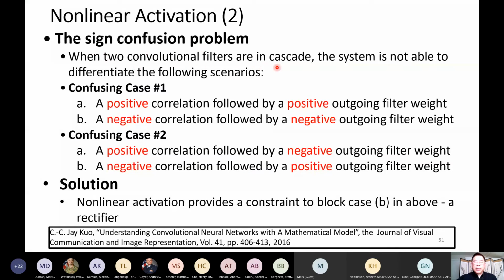When you have 2 filters in cascade, the system cannot differentiate positive correlation followed by positive from negative correlation followed by negative. And these positive and negative correlations can be just out of phase, and you don't know what the underlying pattern is. Is it 3 black, 2 white, or 3 white, 2 black? So the ReLU actually plays a role. If you look at it like a filter, it's a clip filter, basically just a rectifier. You remove this case, so that you know clearly what the underlying pattern is about.